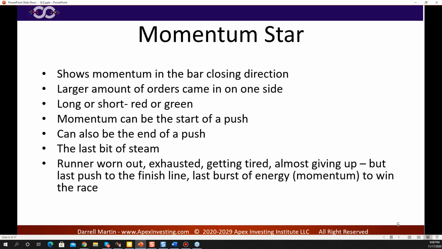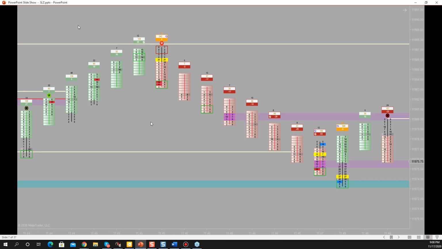So when you see these momentum stars, especially a little further along in a move, don't always think that means we're going to keep going, that it's a new push of momentum. You also have to keep in mind it might be the last little spurt. Just to give you a couple of examples here.